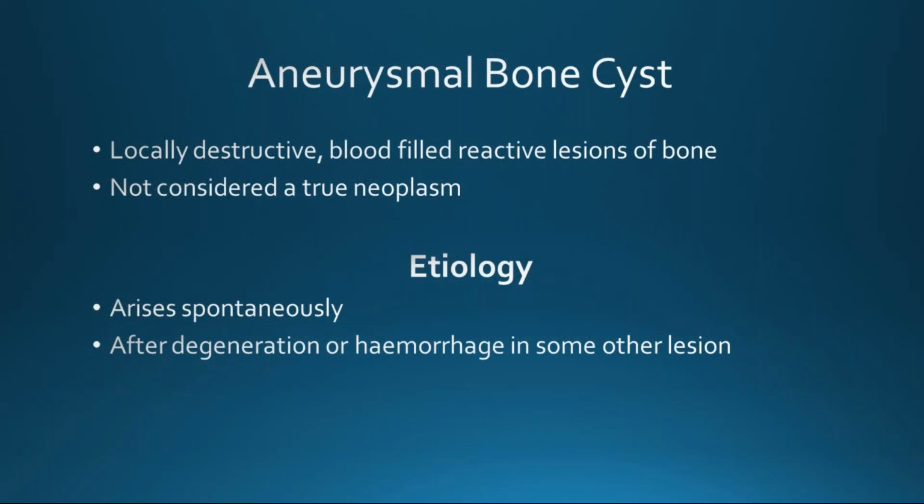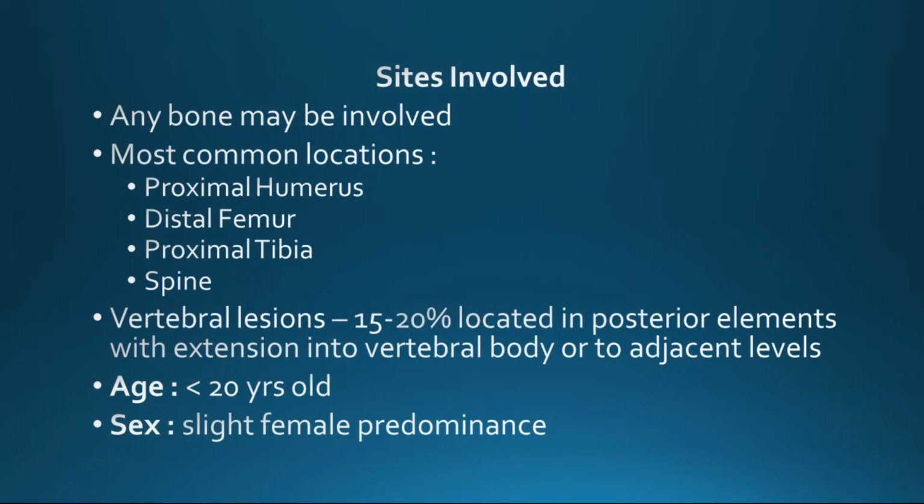It arises spontaneously or after degeneration of hemorrhage in some other lesion. So this can be a secondary aneurysmal bone cyst also. Sites involved: any bone may be involved, but more common in proximal humerus, distal femur, proximal tibia, and spine. This is one of the tumors which is more common in spine. Spine has a very limited number of tumors, so we will have to remember this tumor.